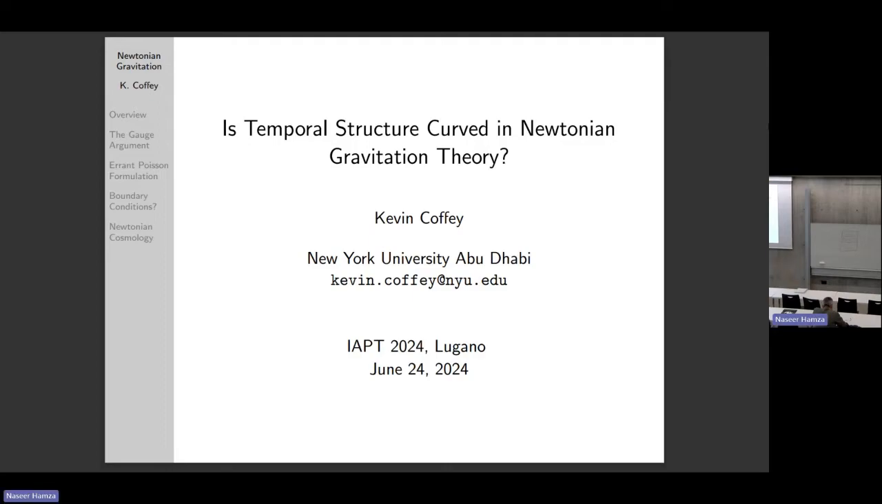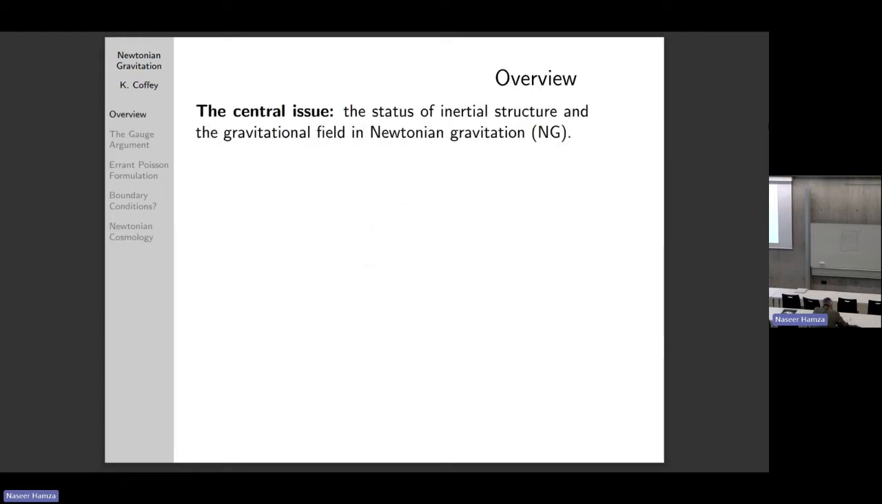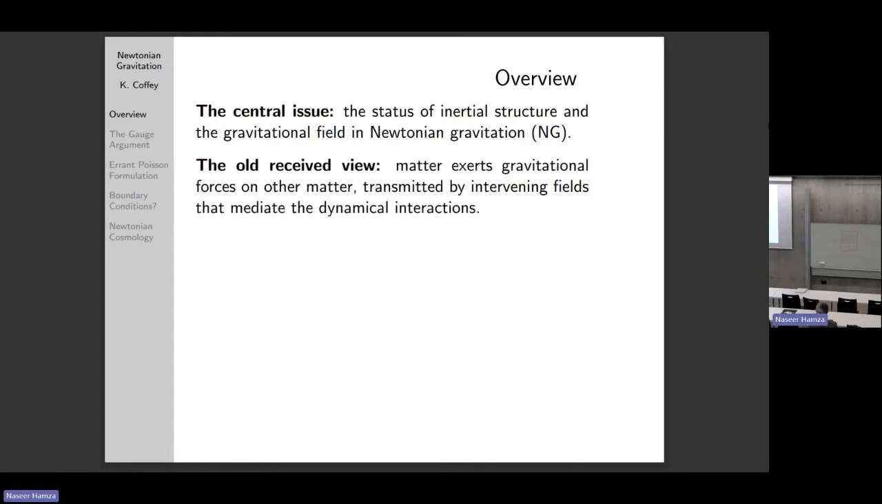Okay, so thank you. It's a pleasure to be here. The question I want to think about in this talk is the status of inertial structure and the gravitational field in Newtonian gravitation. So I want to start by laying out two different views. One is what we might call the old received view, which is the view that you would have of Newtonian gravitation if you picked up an ordinary textbook on the material.